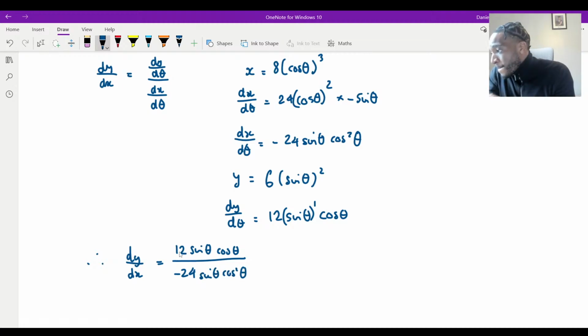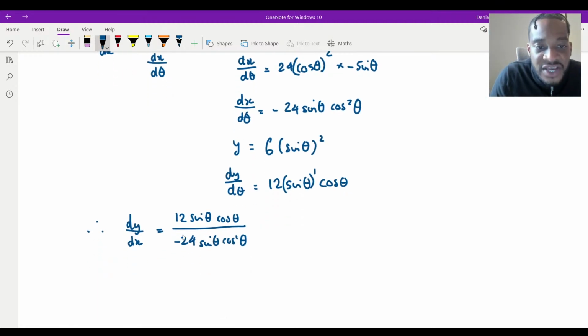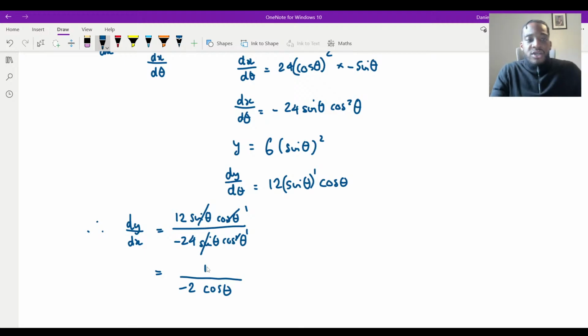And what you can do now is just cancel, just to make life easier for yourself. For example, that 12 and that minus 24 is going to be a minus 2 on the bottom. Then sine over sine will cancel, and that will cancel with one of those cos terms. So it's going to be 1 over minus 2 cos theta, isn't it?